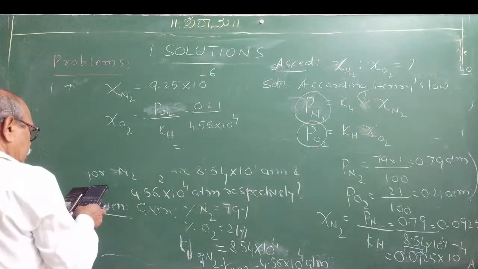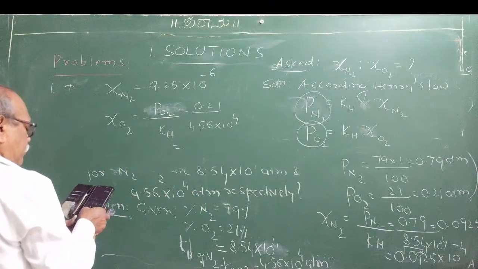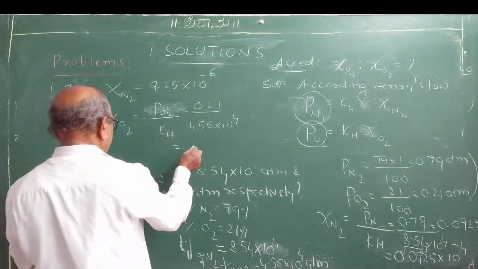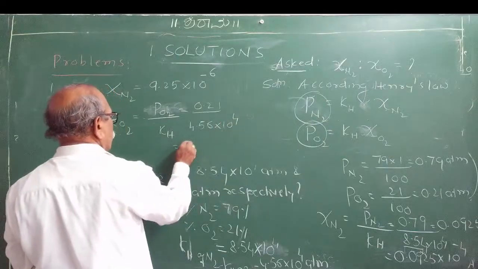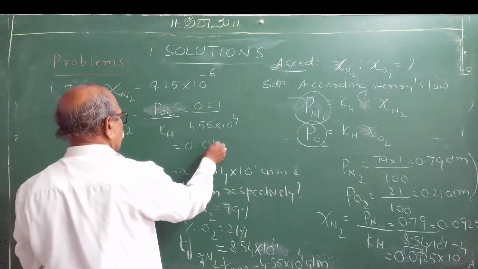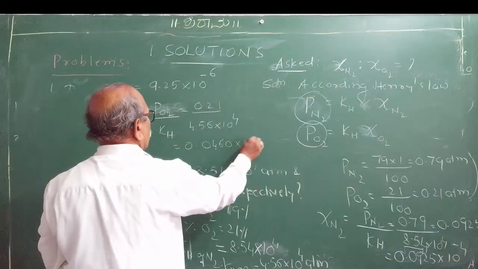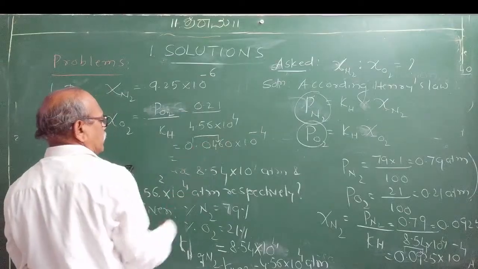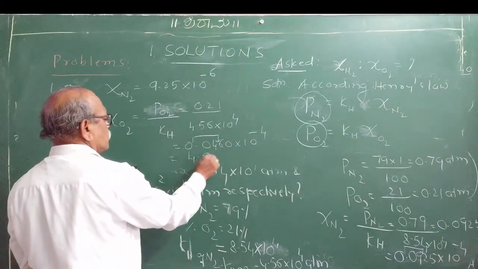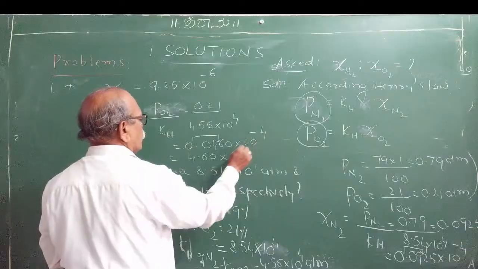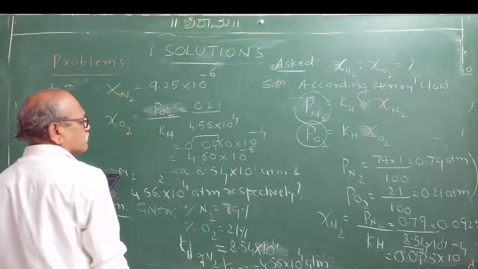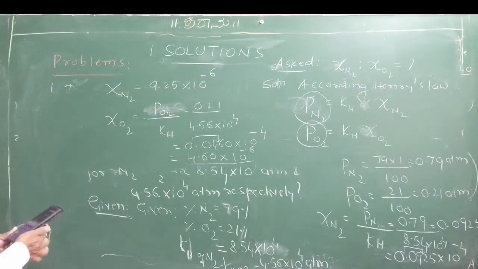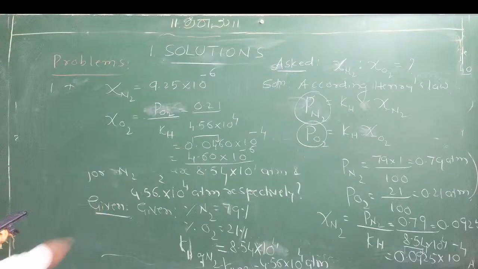Again, you will get 0.21 divided by 4.56. You will get 0.0460 into 10 raised to minus 4. You shift 2 decimal places to the right. You will get 4.60 into 10 raised to minus 4 minus 2, which is minus 6. Mole fraction has no unit, it is unitless.